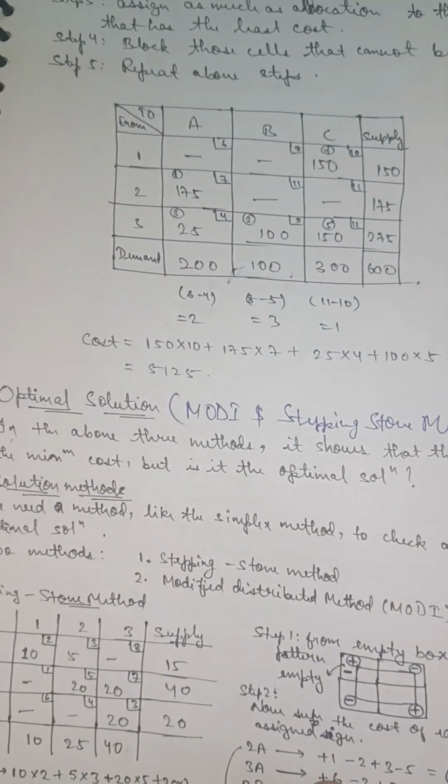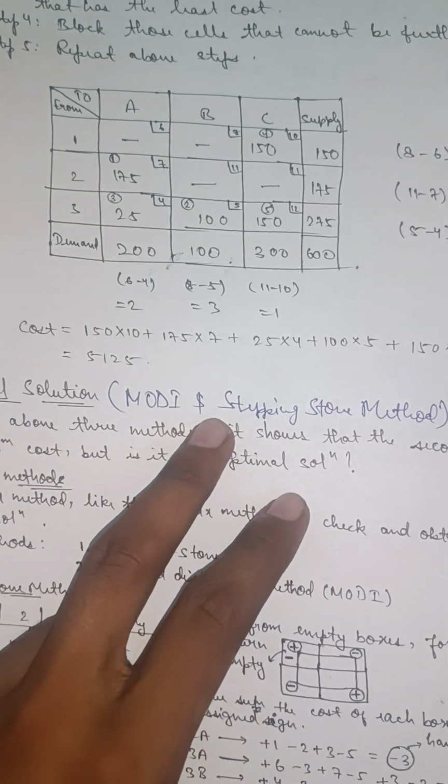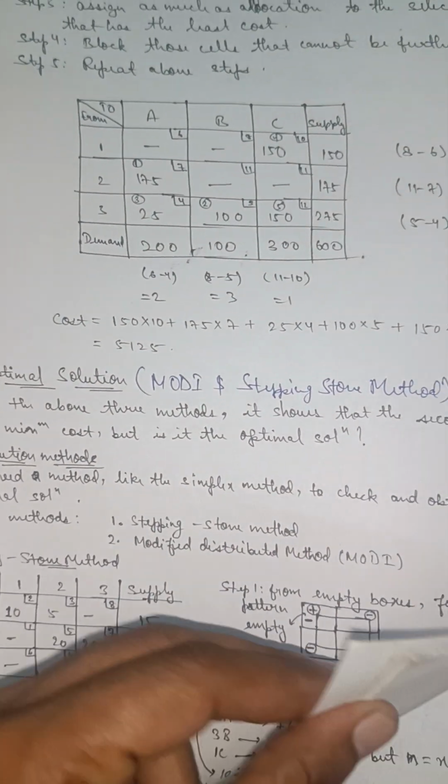These were for the balanced case scenario, and even if an optimal solution is asked for in the balanced case scenario, we have to use the Modi method and the stepping stone method. We will see later.